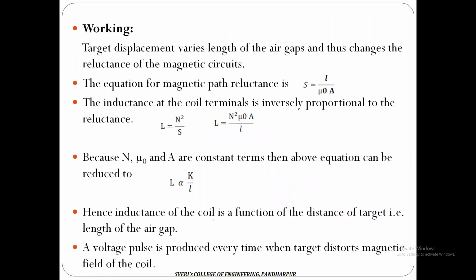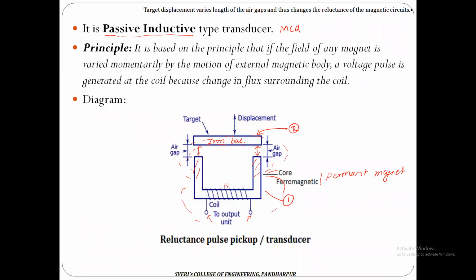And now try to see what is the working principle of this reluctance pulse pickup. The target means what? Iron bar. Iron bar displacement varies the length of an air gap. How does the iron bar vary the length of that air gap? Because when the iron bar moves towards the C-shaped magnetic field, definitely the length of that air gap is reduced. And if that iron bar moves away from that C-shaped permanent magnet, definitely the length of that air gap is increased.